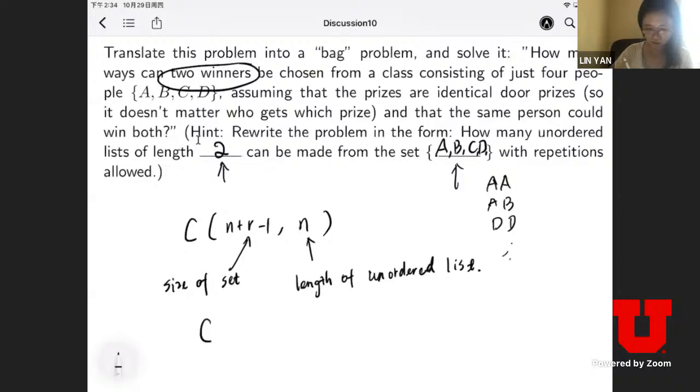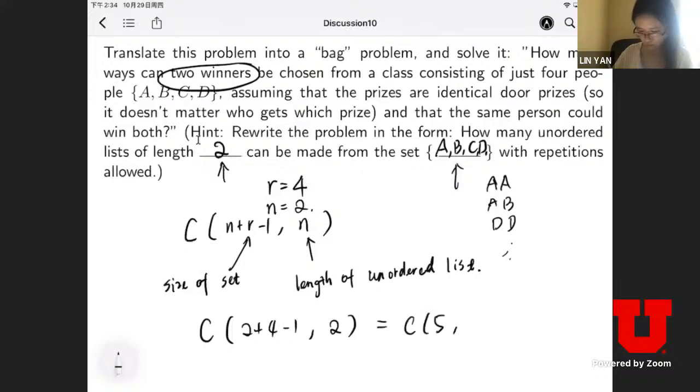So we know the size of the set is equal to 4, and the length of the ordered list is equal to 2. So it is equal to 2 plus 4 minus 1 choose 2, which is equal to 5 choose 2.